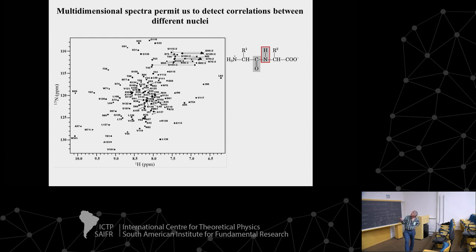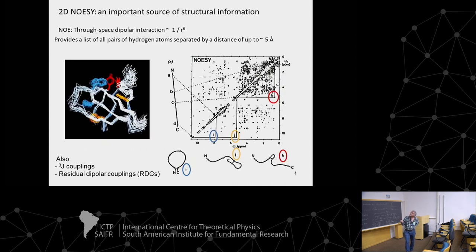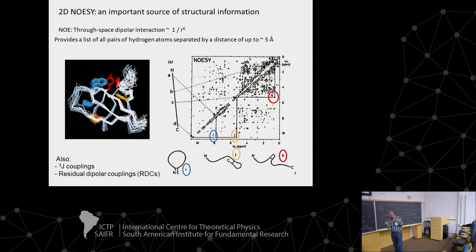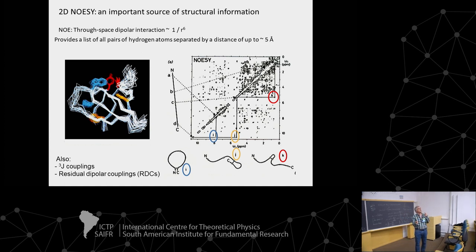So you can do other experiments where you can look at the CH groups, the side chains. You can transfer magnetization from one nucleus to another, from hydrogen to nitrogen to carbon, etc. Okay, so there are literally dozens of different experiments that give information about nuclei that are connected to each other, and nuclei that are close to each other in space, but not necessarily connected through chemical bonds. So that can give you structural information, okay?